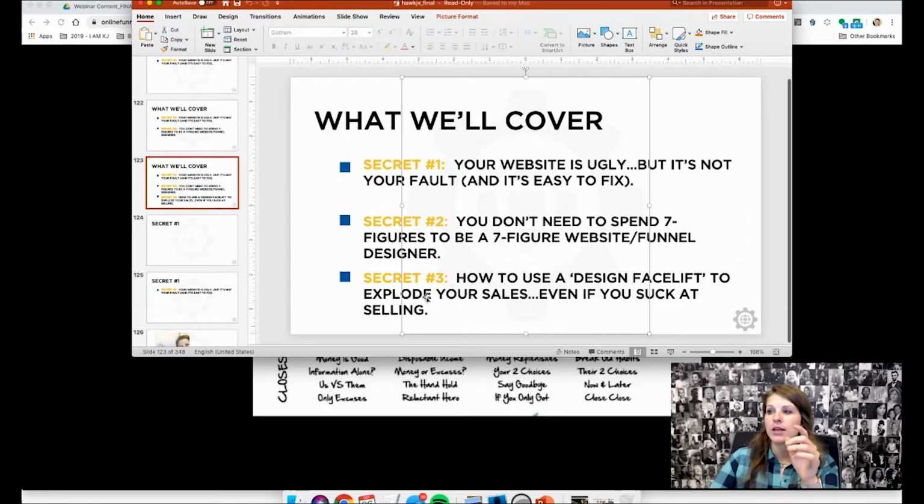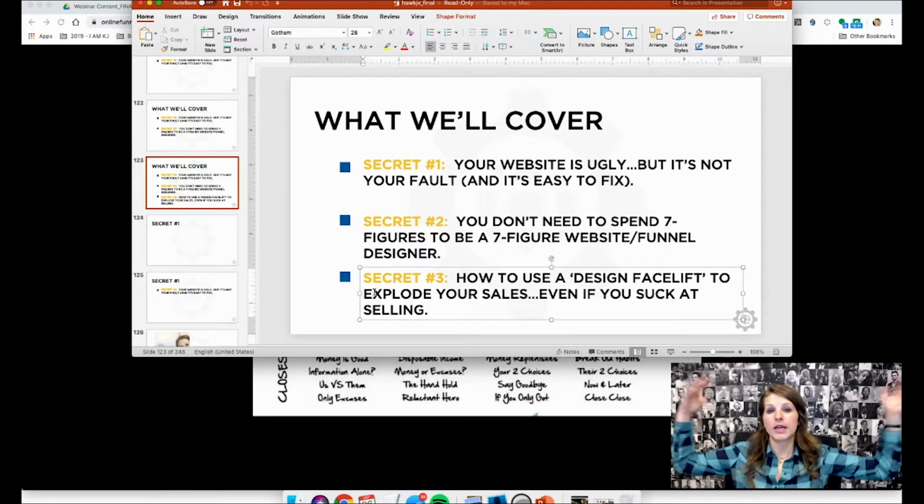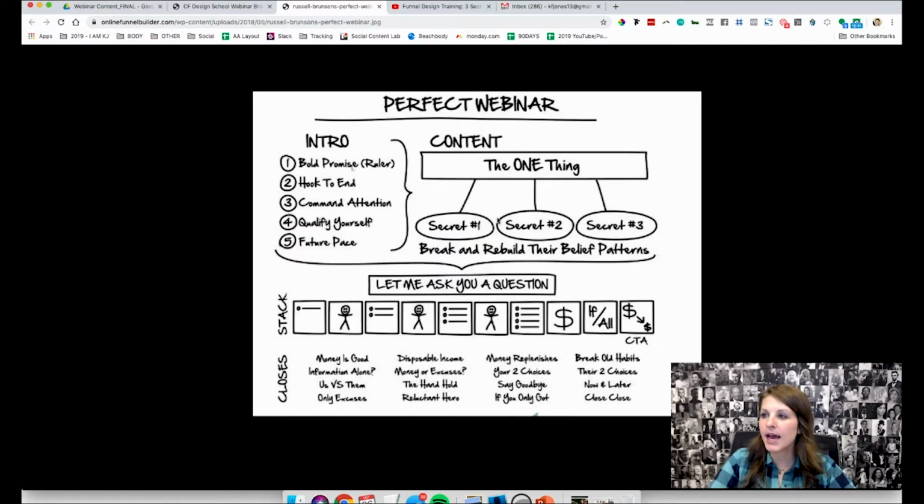Secret number 3: how to use a design facelift to explode your sales. Showing that there's money galore to be had in this thing. That's that. You rebuild. Let me ask you a question.